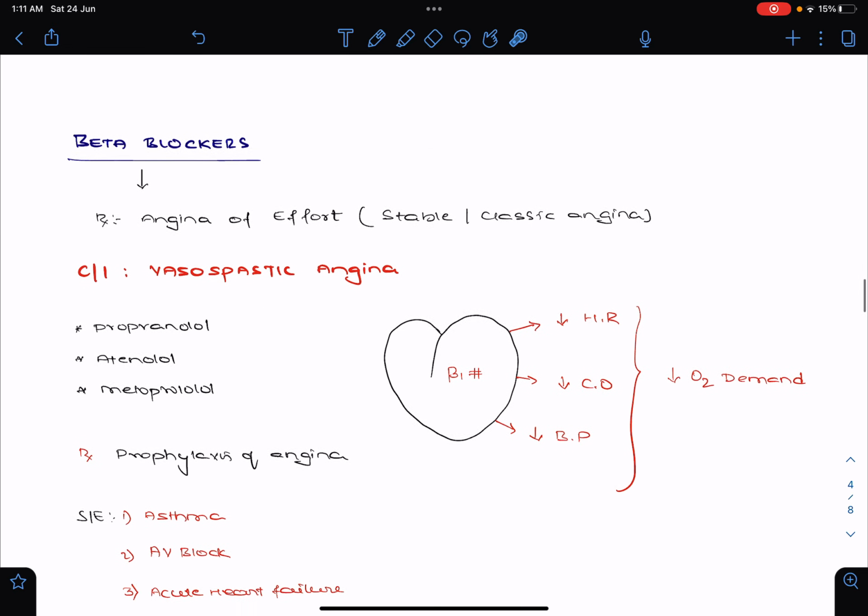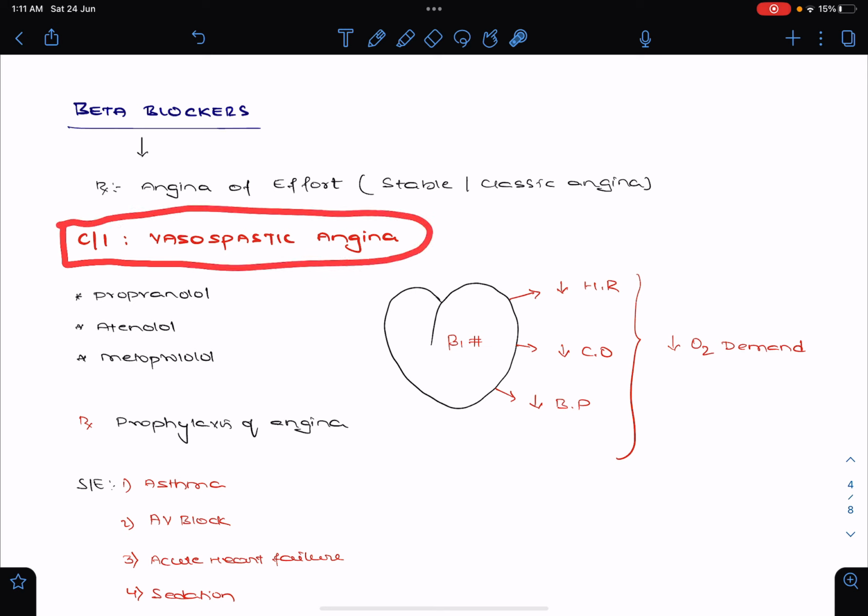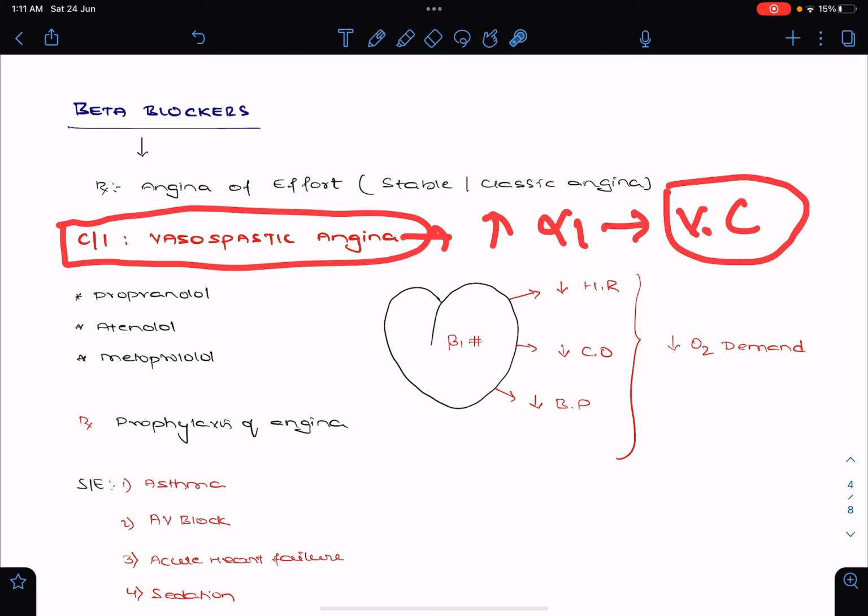So next, coming to the very important drug, that is beta blockers. So beta blockers are the drugs that are used for treatment of angina of effort. That means they are useful in the stable as well as the classical angina. But please remember, they are contraindicated in the vasospastic angina, as it is going to increase the alpha-1 activity in the blood vessel leading to the vasoconstriction, vasospasm.